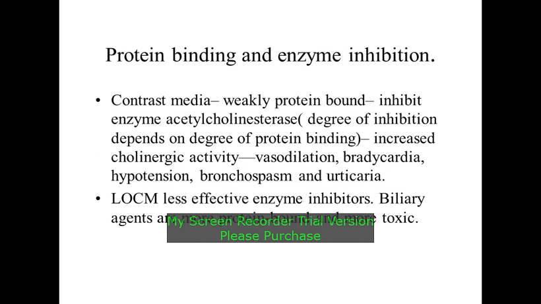Protein binding and enzyme inhibition. Contrast media weakly bound to protein inhibits the enzyme acetylcholinesterase. The degree of inhibition depends on the degree of protein binding. Increased cholinergic activation causes vasodilatation, bradycardia, hypotension, bronchospasm, and urticaria. Low osmolar contrast media cause less effective enzyme inhibition. Biliary agents are more protein bound and are more toxic.